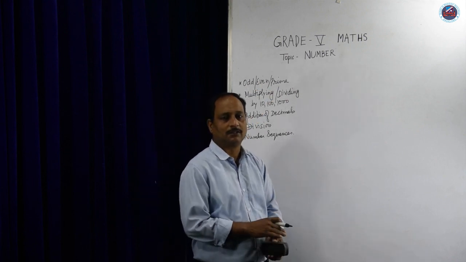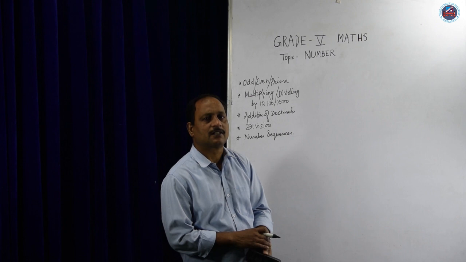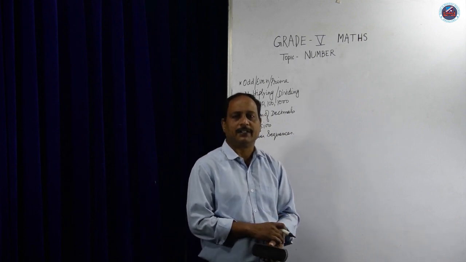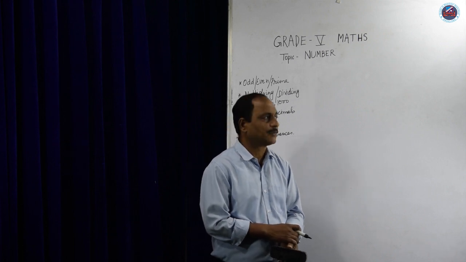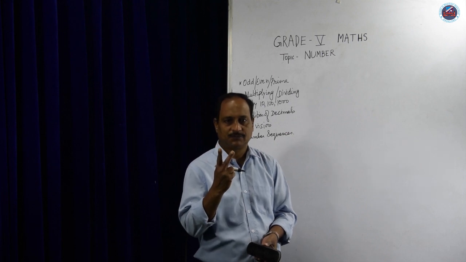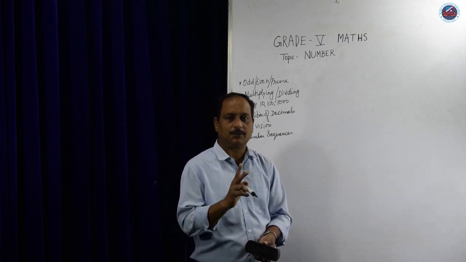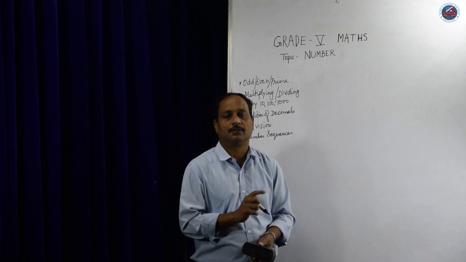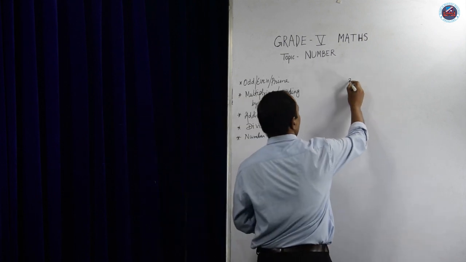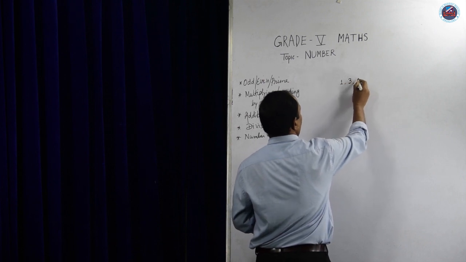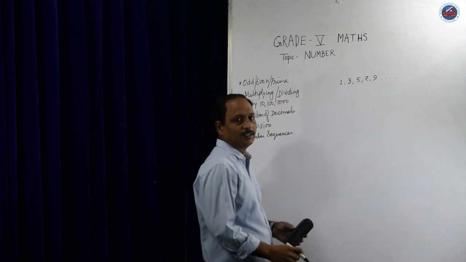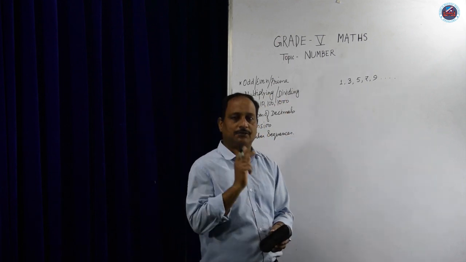What is odd number? You have already learned in class 4. That means grade 4. You have already learned odd, even and prime number. Let us revise once more. Odd numbers are the number which is not divisible by 2. We know 2. The number which is not divisible by 2, they are called odd number. Example, 1, 3, 5, 7, 9 and so on. These numbers are not divisible by 2.